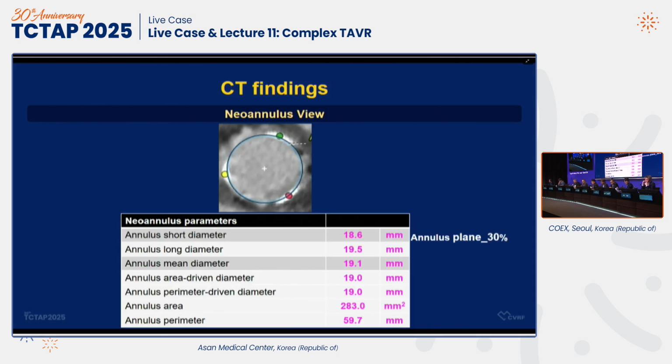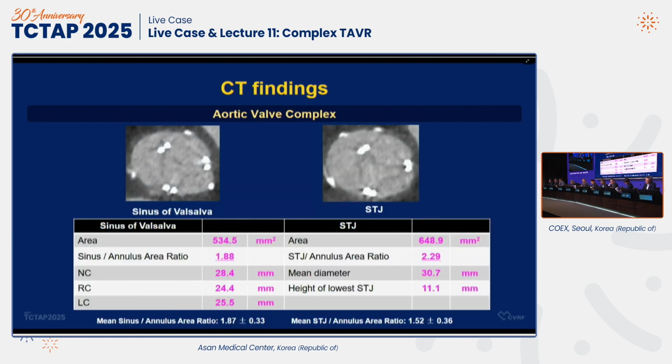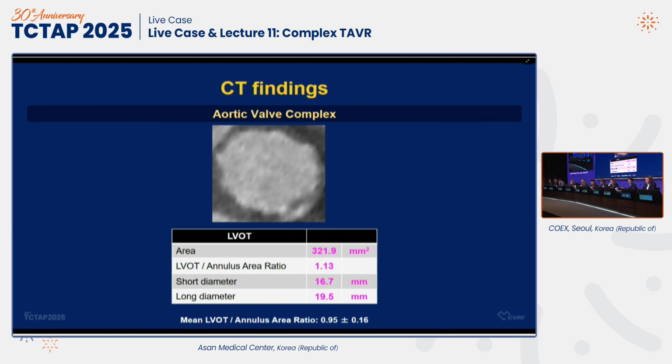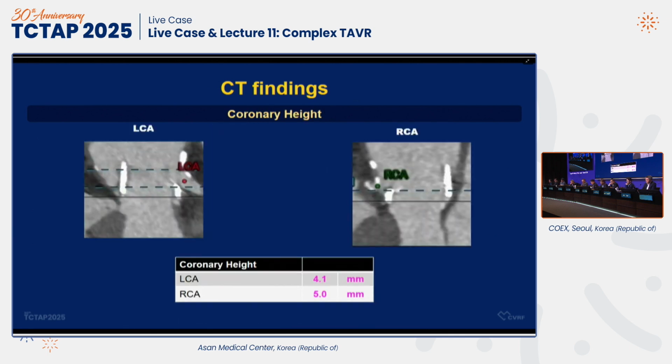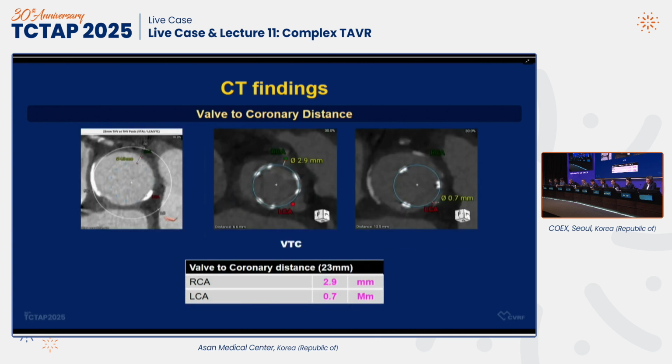In CT analysis, neo-annulus diameter was about 19, area was 283, and perimeter was about 16 millimeter. Sinus to annulus ratio was 1.8 and STJ to annulus area ratio was 2.3. LVOT area was 321. Coronary height is so low. Left coronary artery height was about 4 and right coronary artery was about 5. If we use the 23 millimeter valve, the valve to coronary distance was very narrow at the left coronary artery.